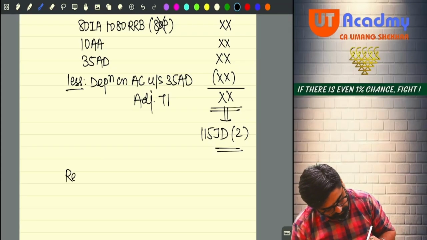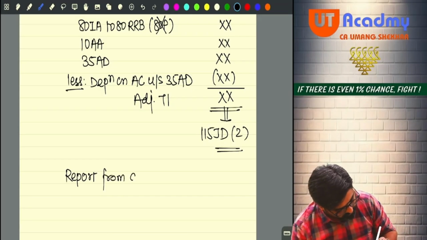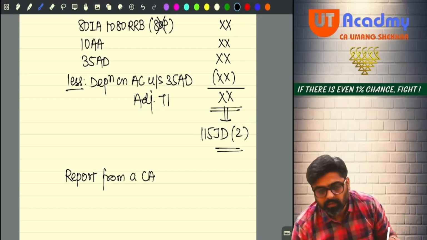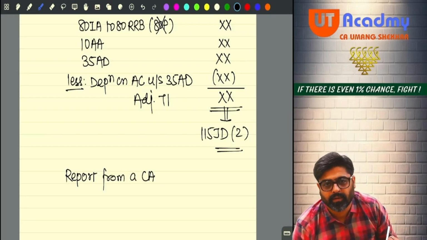A report from a chartered accountant must be prepared, stating all the calculations, certifying all the calculations which you have made, the total income calculated by you, the deductions claimed by you under 10AA, 35AD, yes or no? So your CA will make a report.